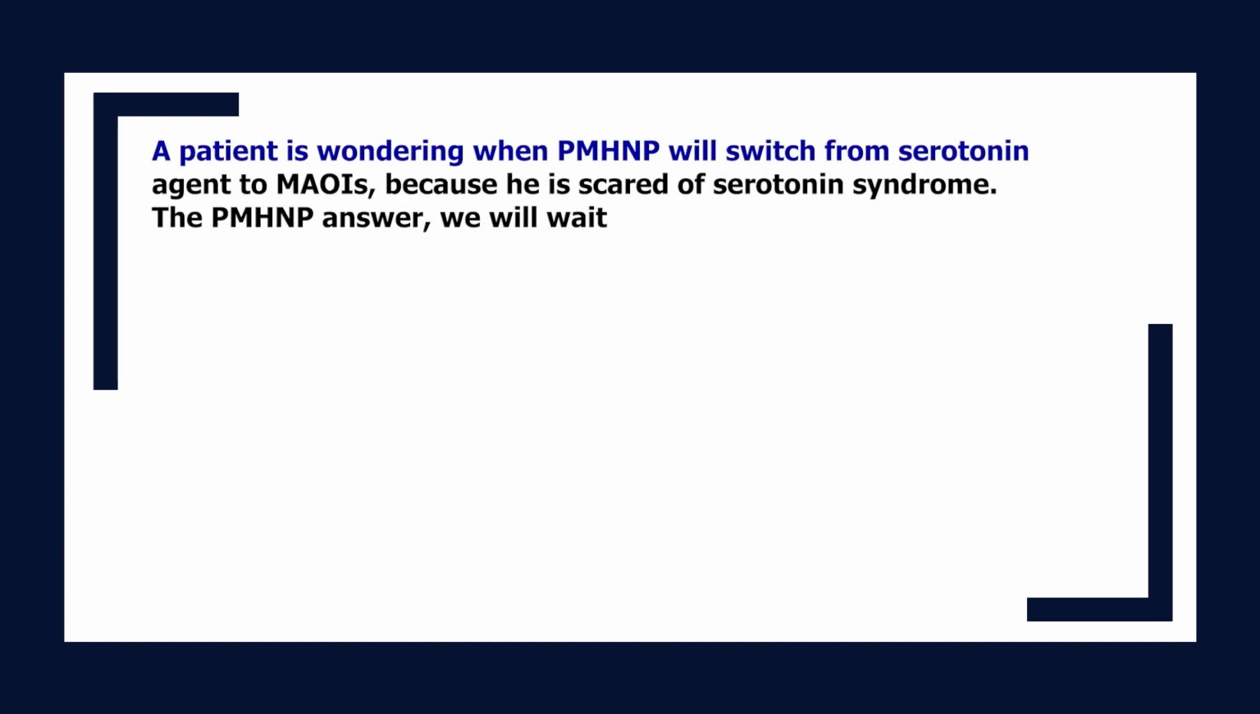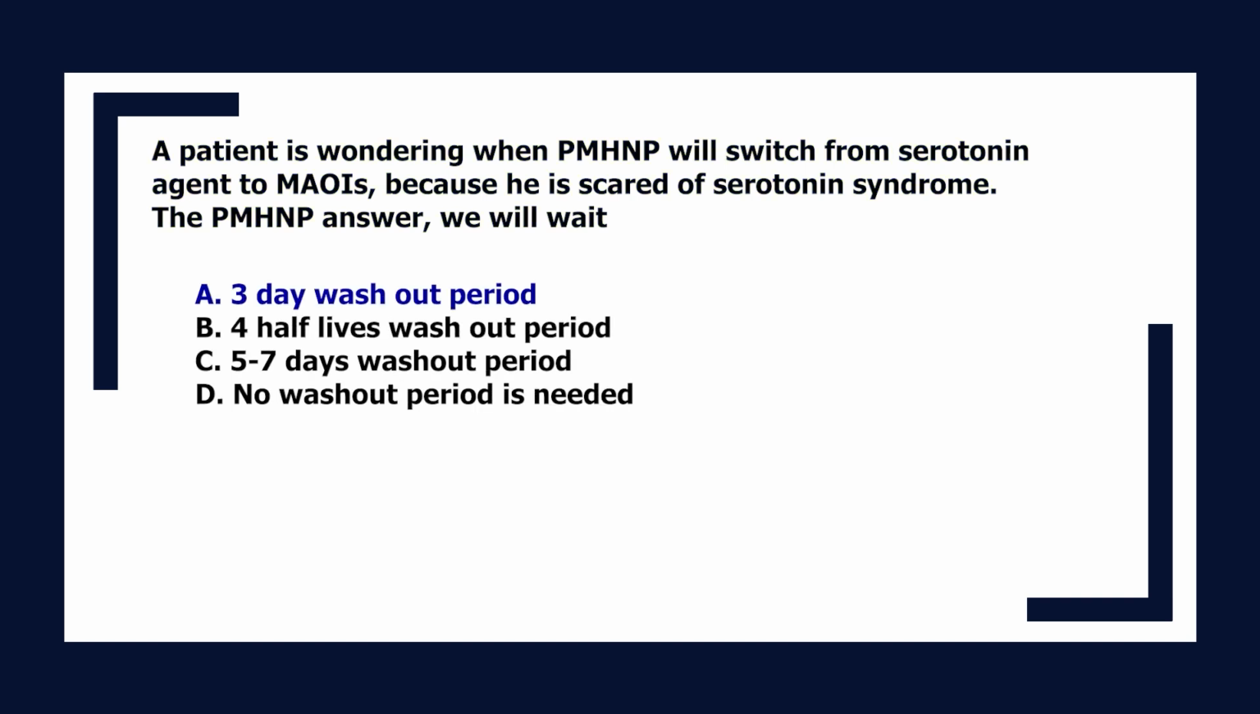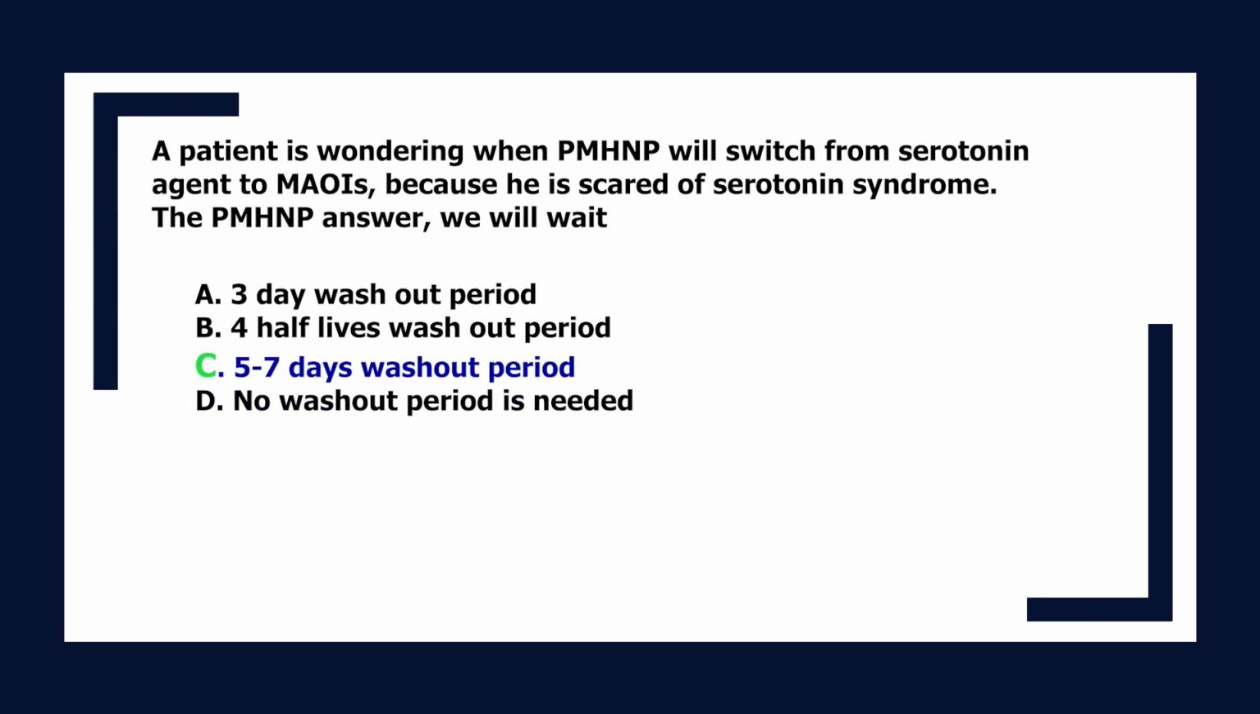A patient is wondering when PMHNP will switch from a serotonin agent to MAOIs, because he is scared of serotonin syndrome. The PMHNP answer: we will wait. A. 3-day washout period. B. Four half-lives washout period. C. 5 to 7 days washout period. D. No washout period is needed. The answer is C. 5 to 7 days washout period.